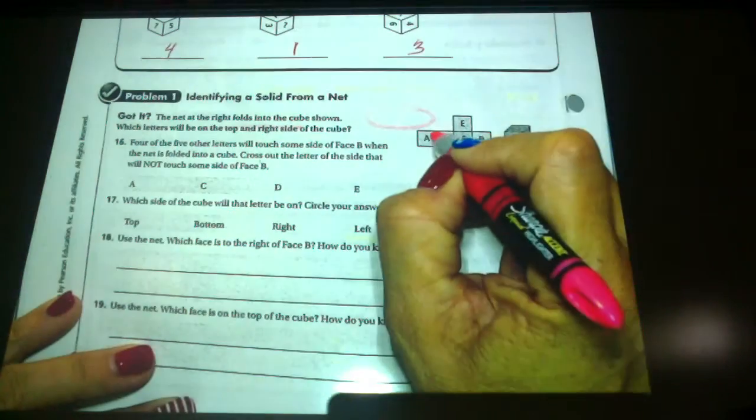All right. So the net at the right folds into the cube shown. Which letters will be on the top and the right side of the cube? They're asking you a question, really not expecting you to answer, but it depends on how you turn that cube. So here we go. 4 of the 5 letters will touch some side of face B, because B has 4 sides.